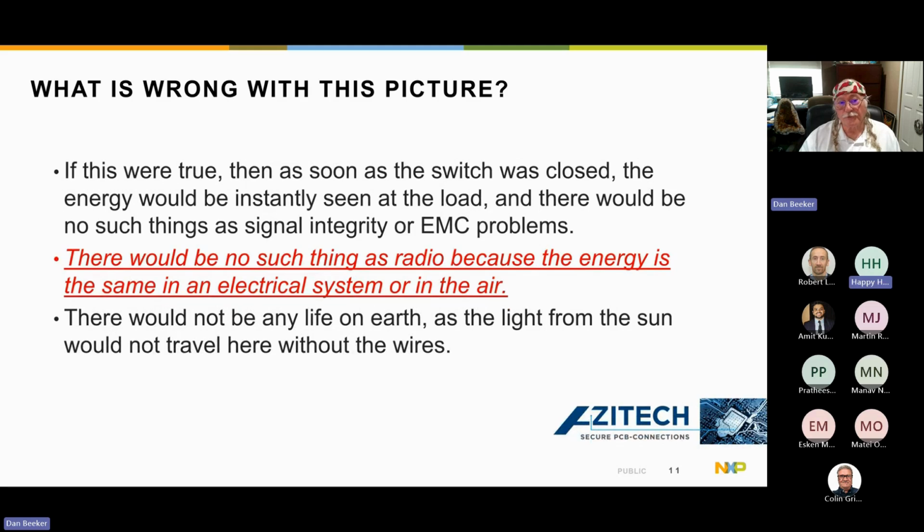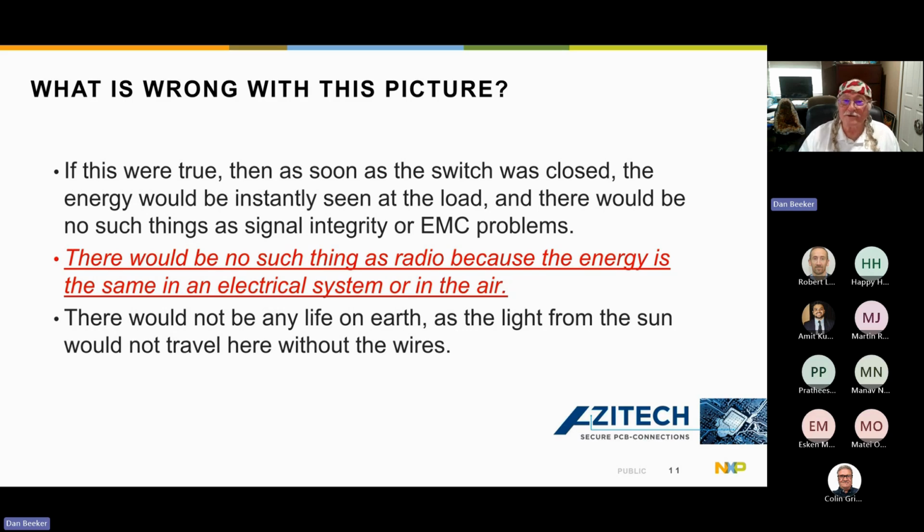So if this was true, as soon as the switch is closed, the energy would be instantly seen at the load, and there wouldn't be such a thing as signal integrity or EMC problems. But at the same time, that means there wouldn't be such a thing as radio, because it's the same energy.